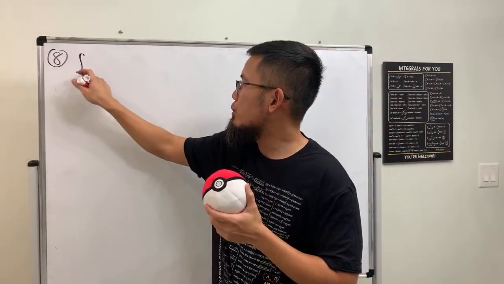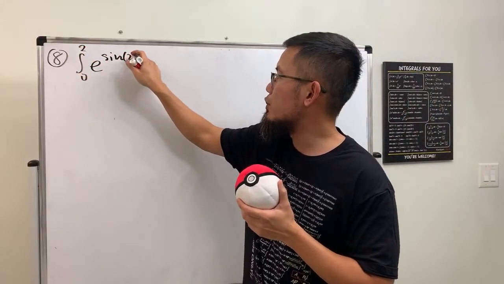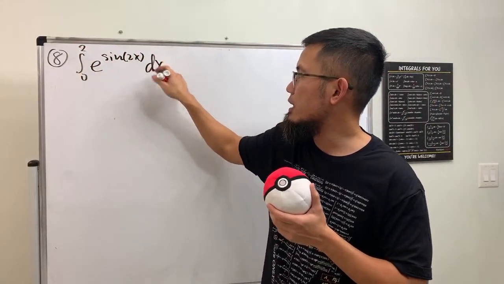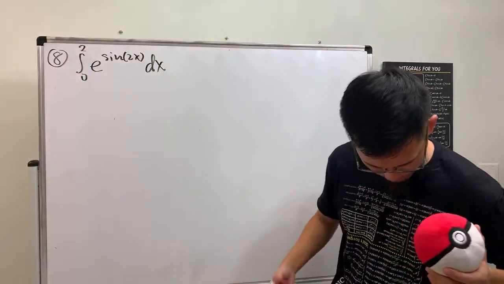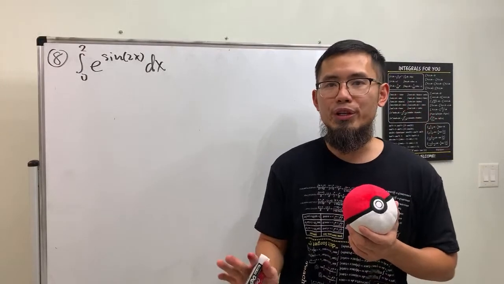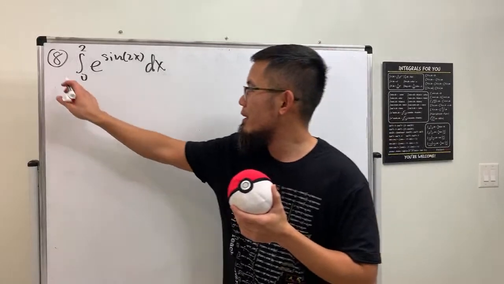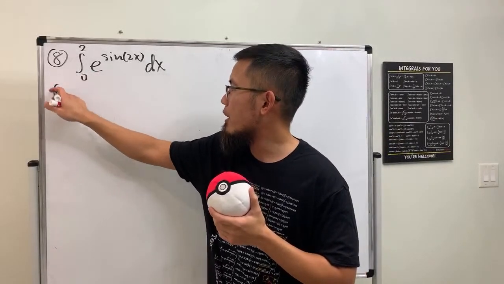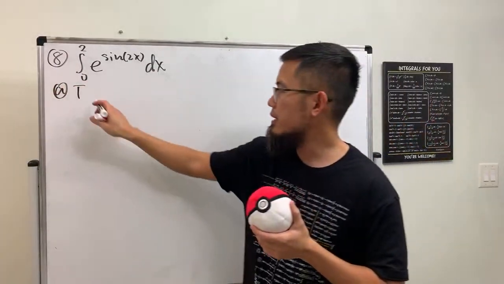Number 8: the integral from 0 to 2 of e to the sine of 2x dx. I don't know how to integrate that. It's not on my shirt. But don't worry, because we just have to do approximation again. So consider this integral. For part A, we just need to find T4.